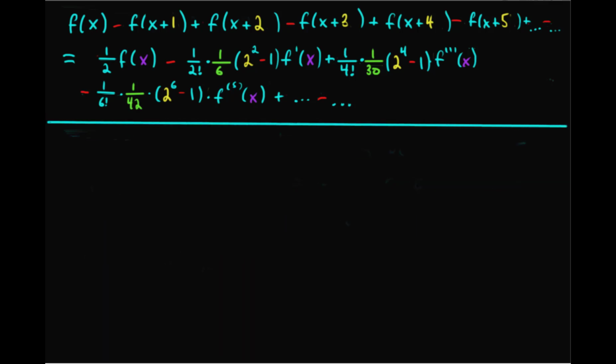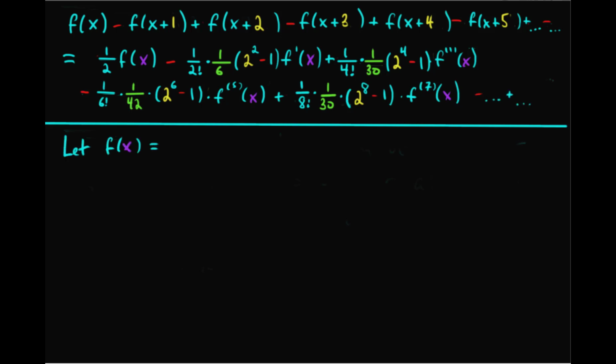So I'll bring that formula to the top here, and I'll just add one more term, that last term there, 1 over 8 factorial times 1 over 30 times 2 to the 8th minus 1 times the 7th derivative of f of x, minus dot dot dot plus dot dot dot. And now let's try the simplest possible case. We'll let f of x equal x to the first.